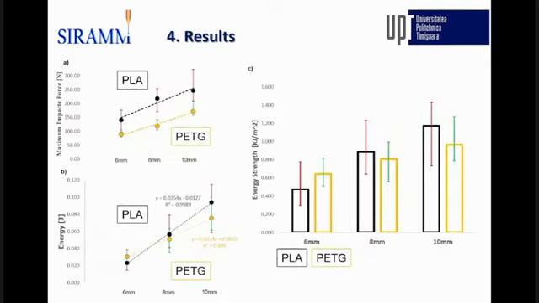In figure A, we have the force for all thicknesses. In figure B, we have the energy for all thicknesses and materials. And figure C is the average impact strength for each thickness and material. What can be seen in that graph is that the impact energy for 6 millimeter thickness is higher for PETG, even though the force is higher for PLA.